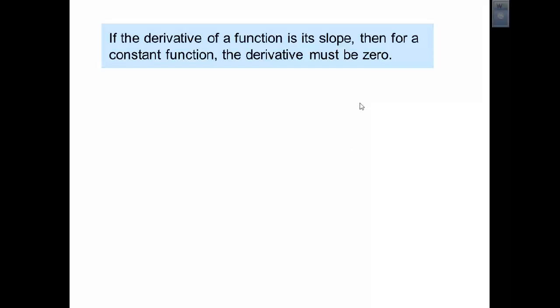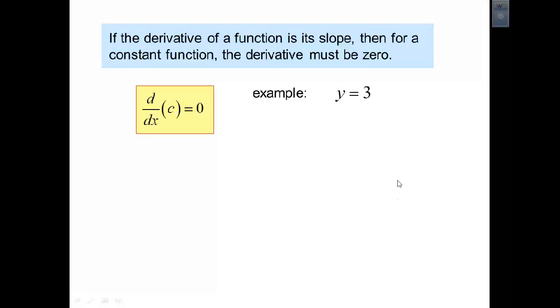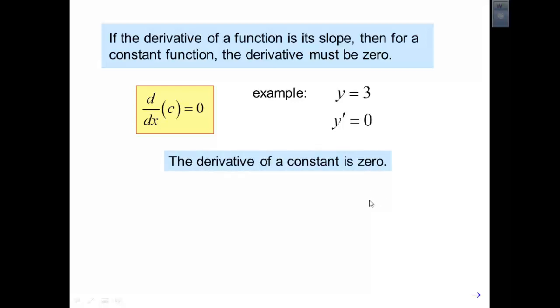All right, if the derivative of a function is its slope, then a constant function, which is a horizontal line and has a slope of 0, then the derivative must be 0. So there's our first rule. The derivative of any constant is equal to 0. For example, if we have y equals 3, that's a horizontal line, the slope is 0. y prime equals 0. So the derivative of any constant we have is 0.